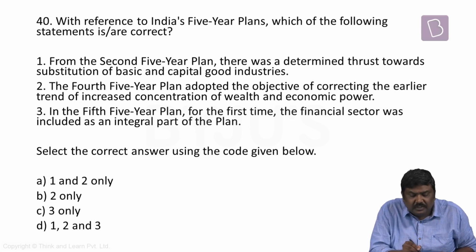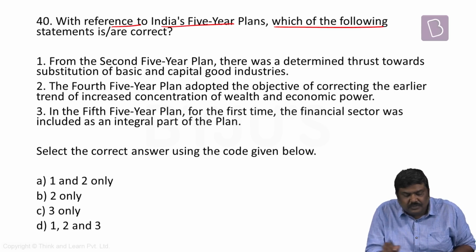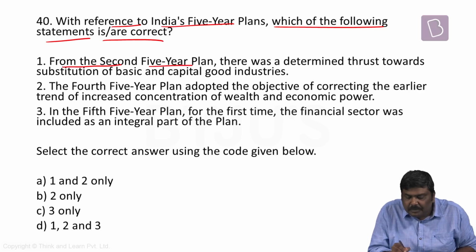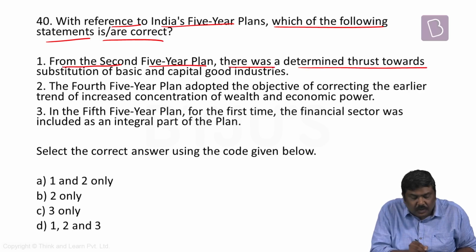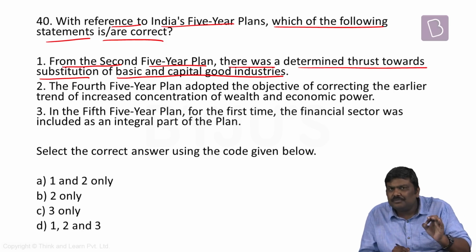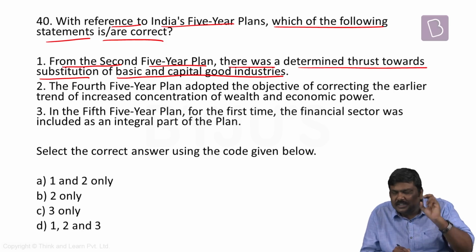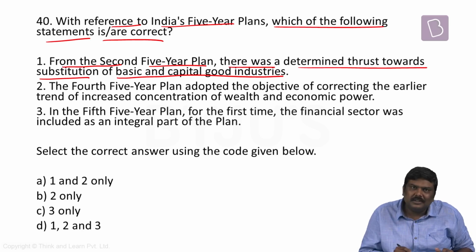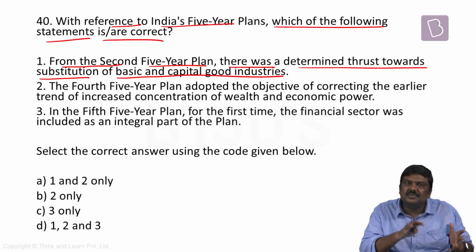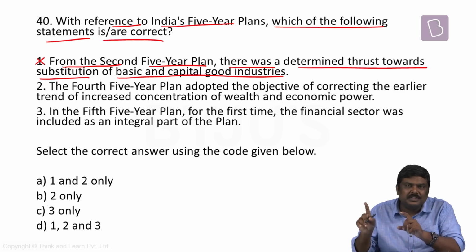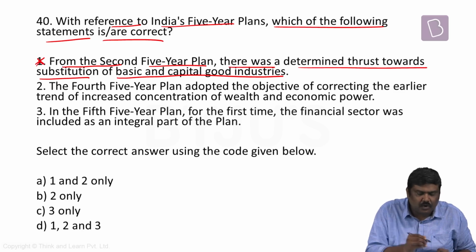Question number 40. With reference to India's 5-year plans, which of the following statements is or are correct? Let's start. From the second 5-year plan, there was a determined thrust towards a substitution of basic and capital goods industries. Even if you have read or have a cursory reading of the second 5-year plan, which is also referred to as Mahalanobis strategy, you will know that from the second 5-year plan, we actually started promoting capital industries in India. This point is basically going exactly opposite to what is the truth. So point 1 is wrong.